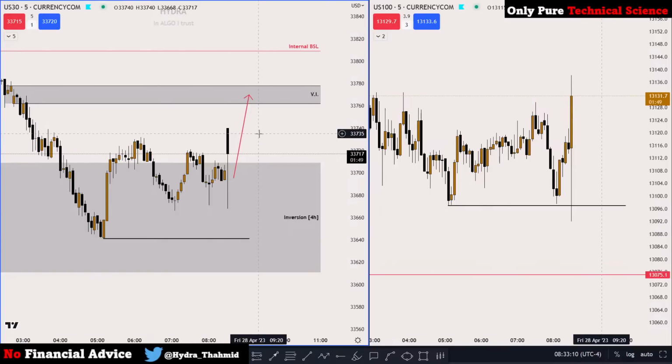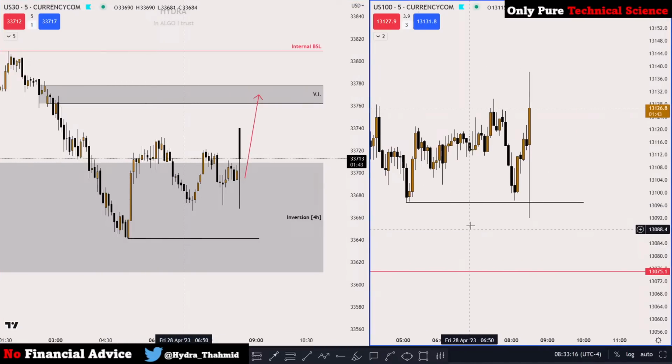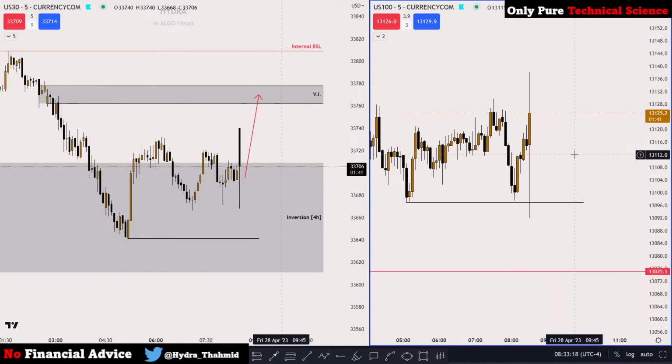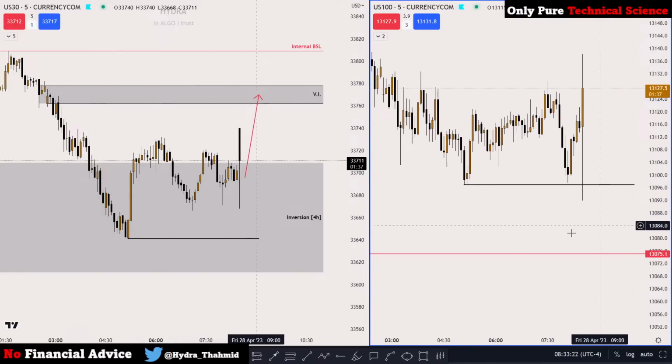So you guys can see the draw on liquidity was correct, right? Price is moving aggressively towards the buy side after delivering sell side. You can see that on US 100, I told you guys I can see liquidity on both sides of the marketplace, right? So price cleared out these equal lows.